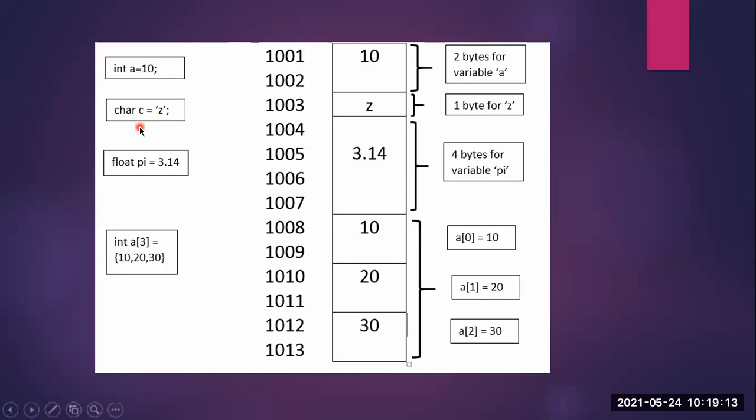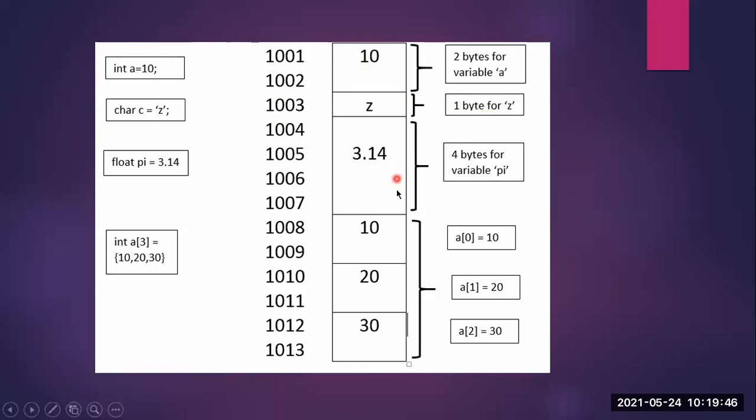Now let us go to the second one. We have declared another data type of char. Char takes how many bytes in the memory? It is going to take 1 byte. Correct. So we can see here it is allocated at the memory address 1003. So here you can see the value z is stored at address 1003. And since it is of type char, only 1 byte is going to be allocated for z.